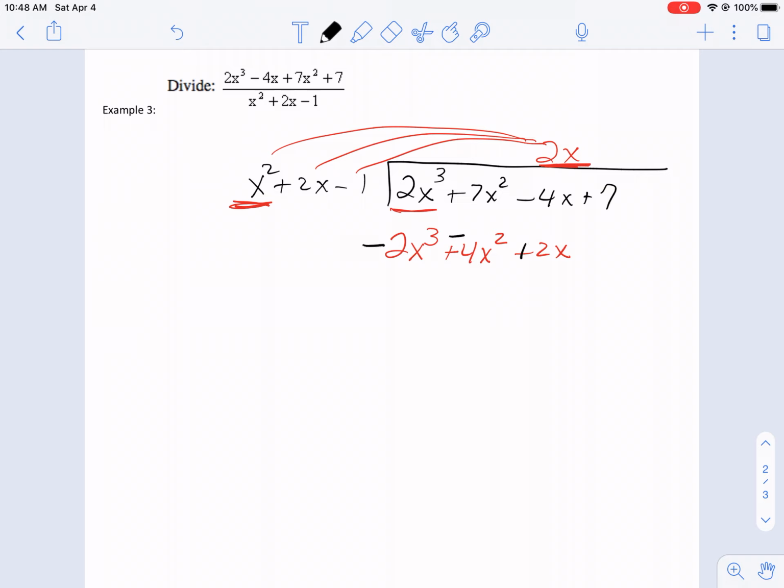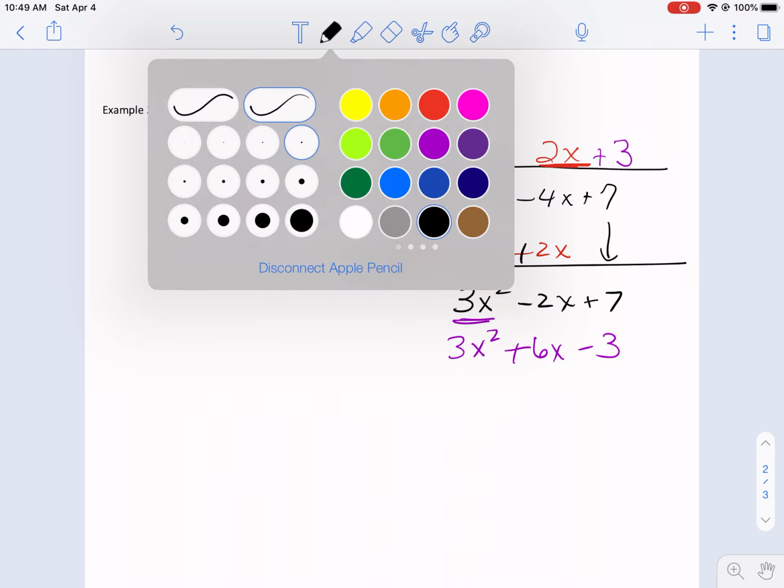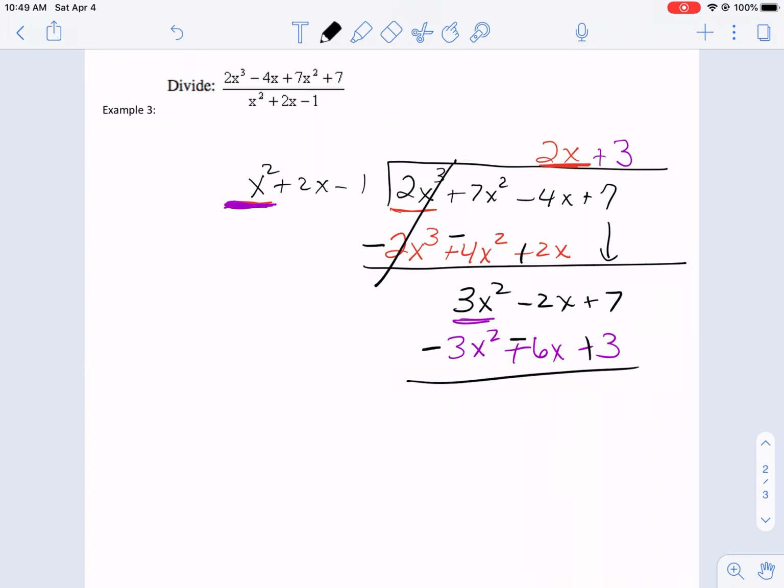Change the signs for the subtraction step. 2x cubes go away. We get 3x squared, negative 2x, bring down the last term. Do it all over again. What do I multiply to an x squared to make it a 3x squared? Multiply a positive 3, so distribute the 3. Subtraction step, change the signs. X squareds cancel, we get negative 8x plus 10. So our final answer is 2x plus 3 plus the remainder over the divisor.